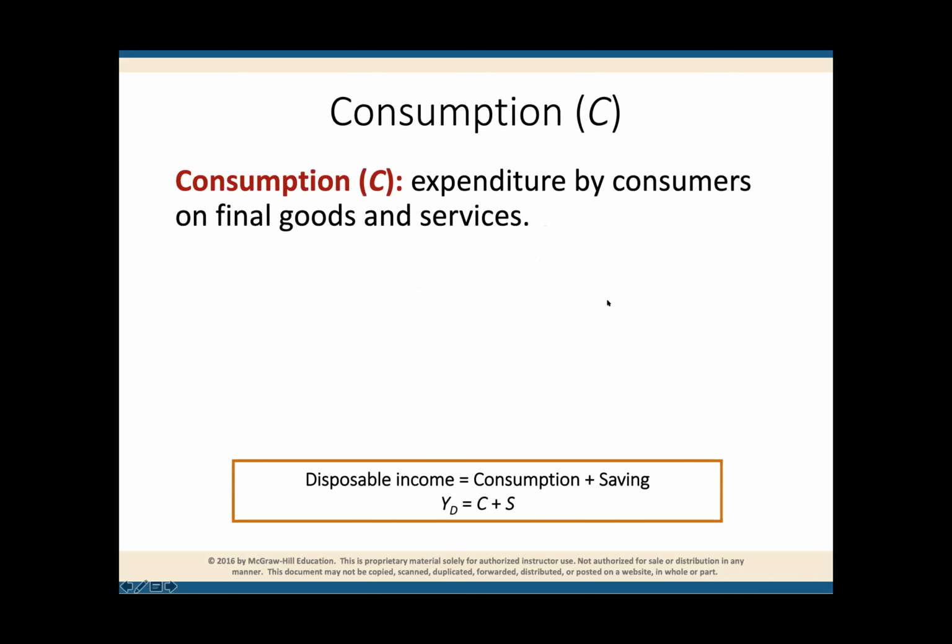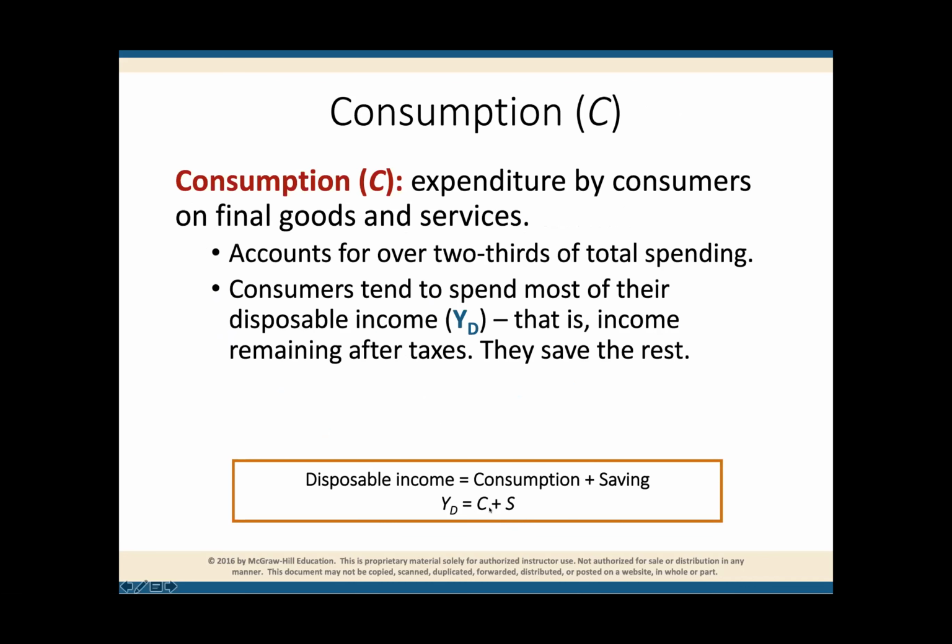What do we know about consumption? Well, consumption is the amount of money that you spend on final goods and services. So I already told you this, your disposable income is equal to your consumption plus your saving. That's all you can do with your disposable income. You either consume it or you save it. And consumption in the economy accounts for 2/3 of total spending. So that's 66% of all economic activity.